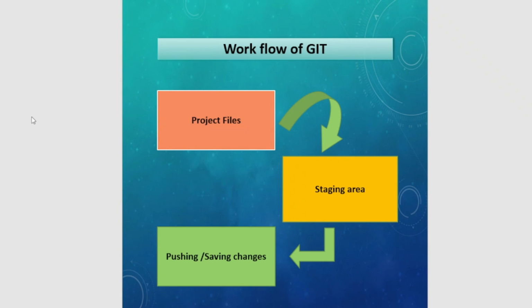Before starting with the whole Git concept, you have to understand the workflow of Git. Now this is not the actual, or you can say the perfect workflow of Git, but this is pretty easy to understand for a beginner. Okay, so you have your project files here, and you have three different square boxes. First of all, project files, staging area, and then save changes.